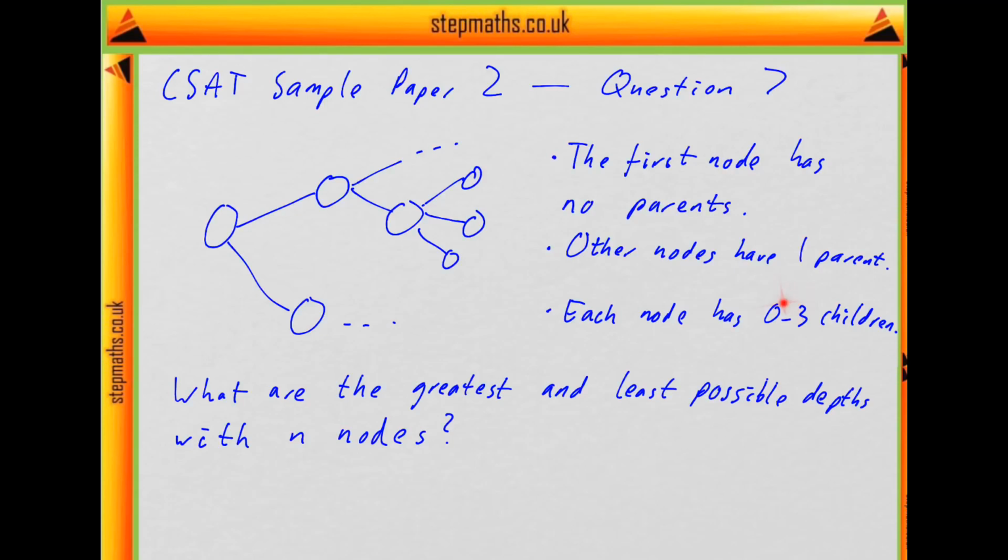And we're also told each node has 0 to 3 children, so we can have a node basically finishing, like here, or this one I've drawn with 2 coming off, this one with 3, these ones all with 0, this one has 2. So anything between 0 and 3 is fine. And now we're asked, what are the greatest and least possible depths with n nodes? So the depth is the number of layers of connections. So if we imagine there was nothing after the dot dot dots here, the depth would be 1, 2, 3. So if you want to have a go at this question yourself, pause the video now.